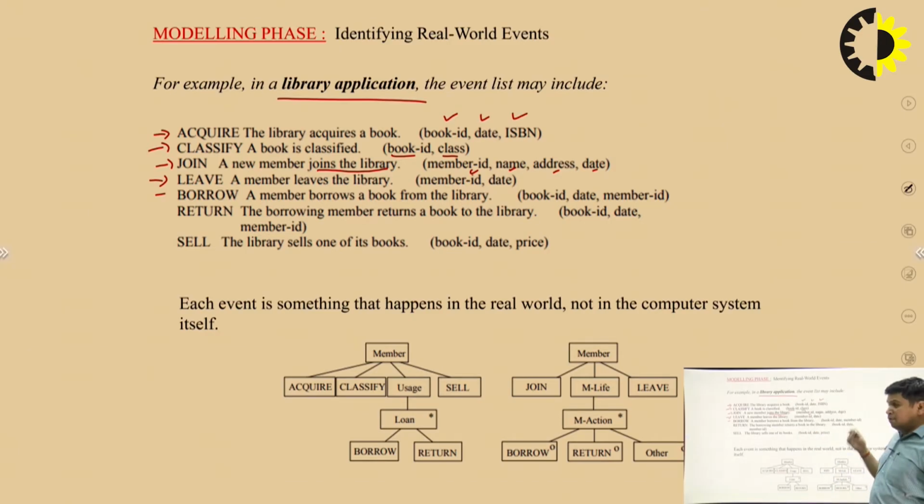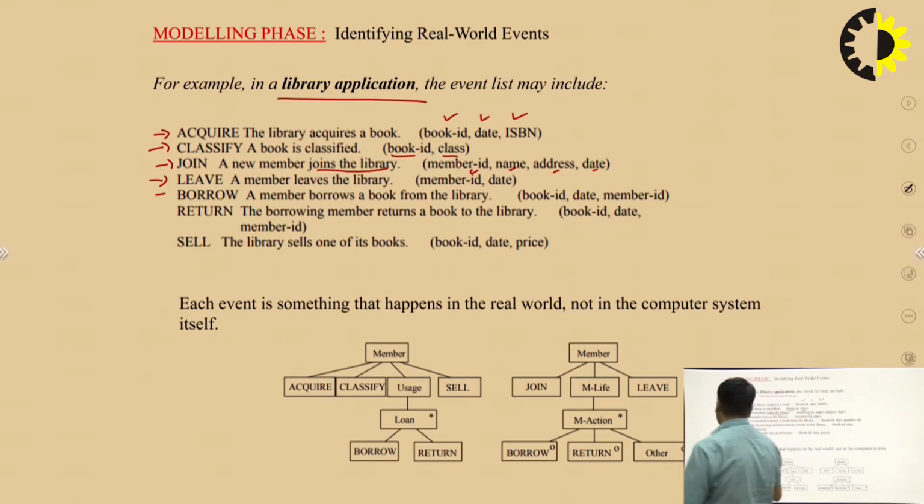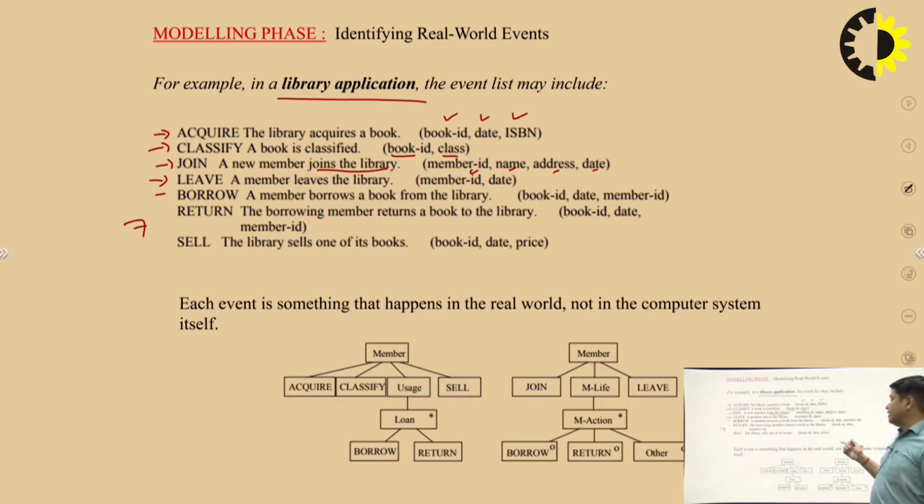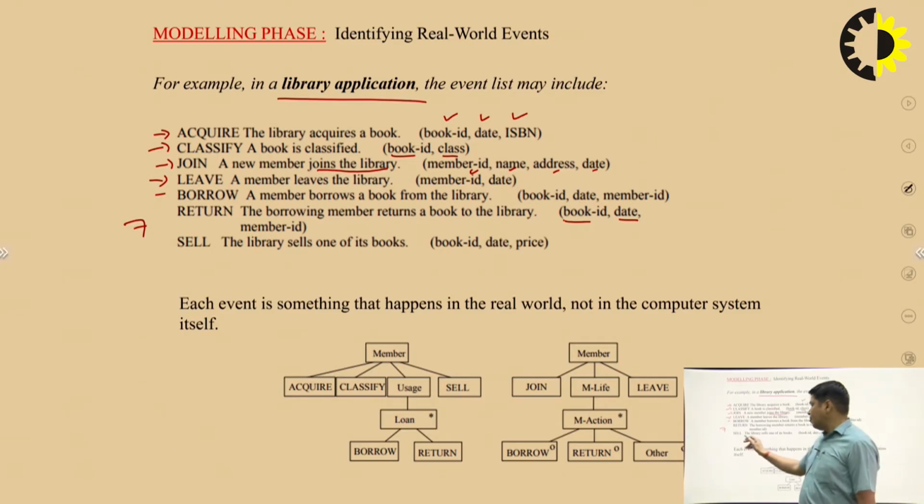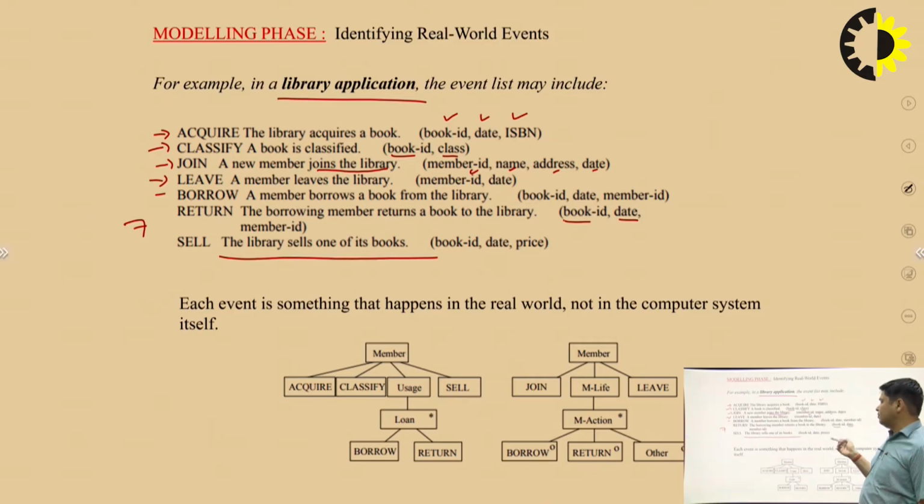For the library system, we have defined only 7 events. The next one is borrow, then return. Return means the book will be returned to the library office or library department. At that time we require only book ID, date and member ID, that is, which member is returning the book. Sale: the library sells one of its books with the help of book ID, date and price. So these are some events we capture during the modeling phase in the Jackson development methodology.